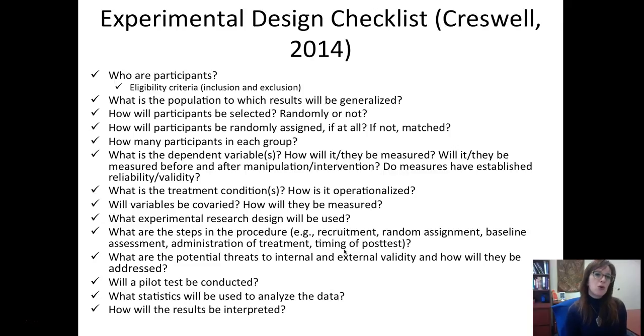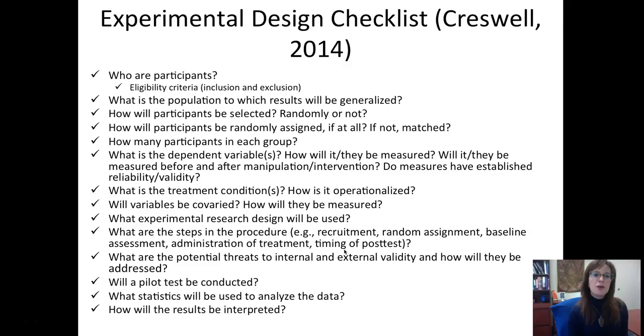So thinking about who are the participants, who is our sample, who makes up our sample, and what is the population that they're drawn from. How are they going to be selected? We'll talk more about that next week. Will they be randomly assigned? If not, will they be matched? How many are in each group? We'll talk more about the importance of the number as we get towards the end of the semester.